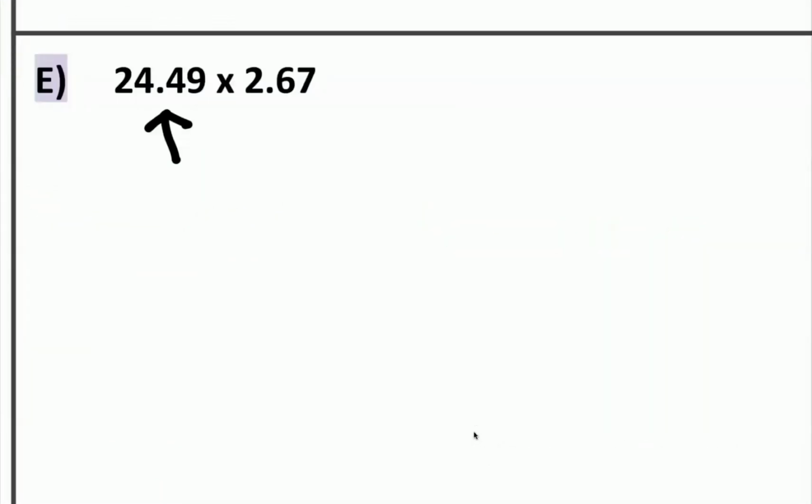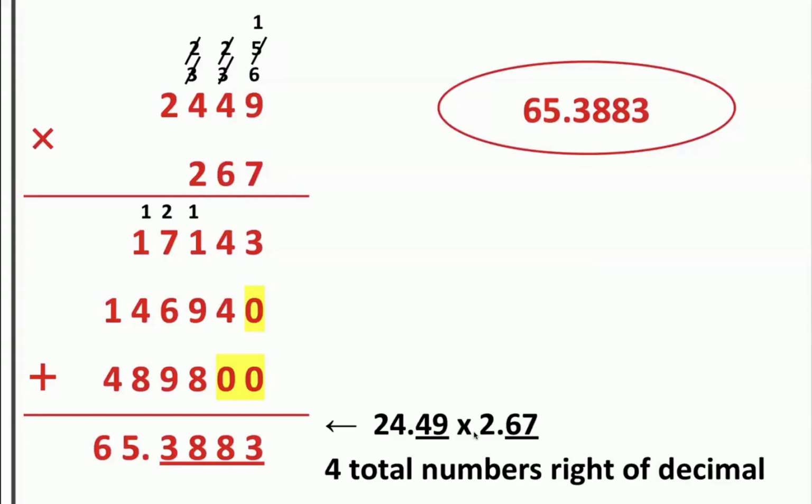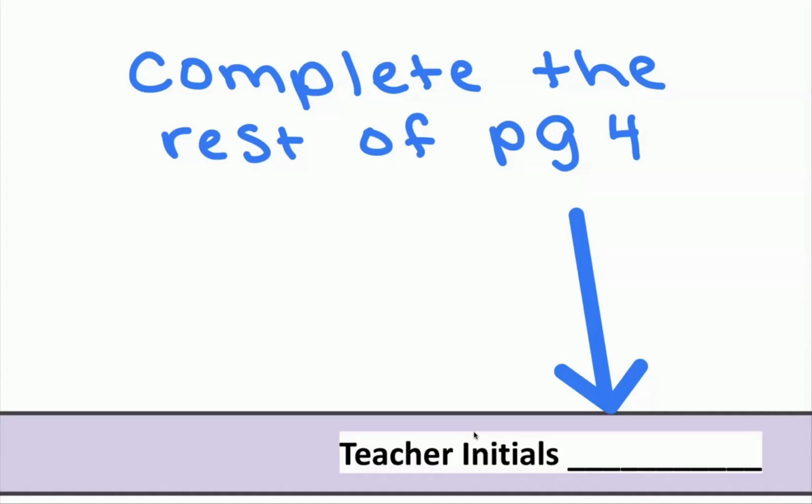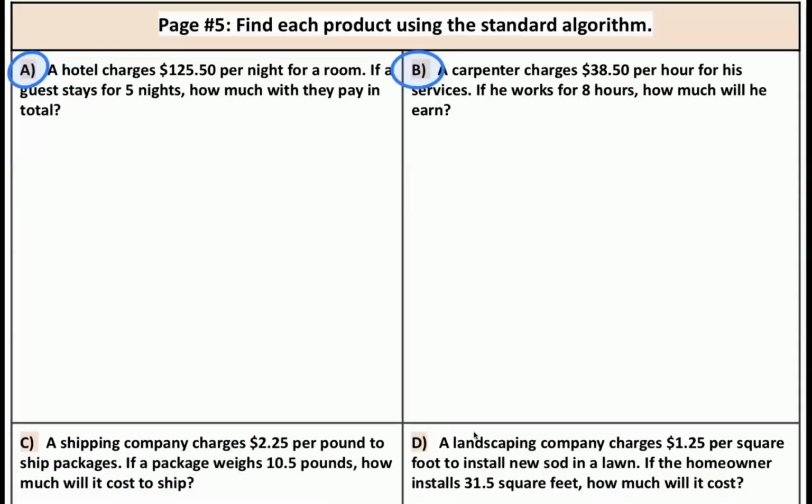Go ahead and complete problem E, then come back to the video to check your work. Check your work for problem E. Complete the rest of page 4 on your own, then check in with your teacher to get additional feedback. On page 5, complete A and B, pause the video, come back to the video when you're ready to check your work.